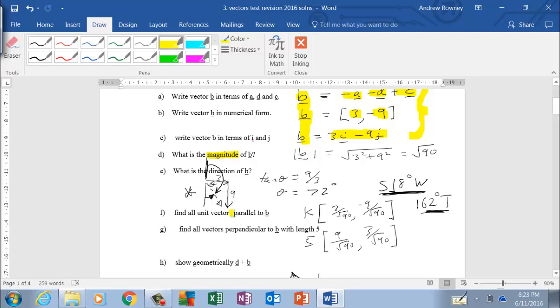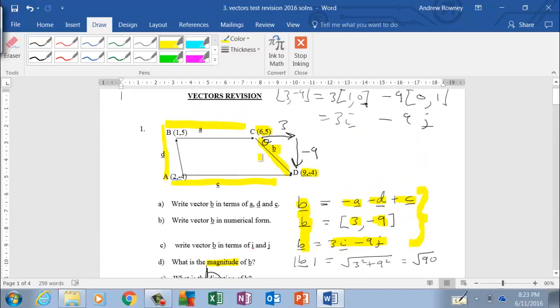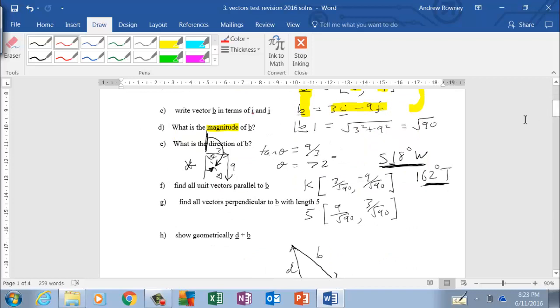F, find all unit vectors parallel to B. Parallel to B would be something which is with B or against B. They're both parallel, but it has to be length 1 because it says unit vectors. So actually this is wrong. It shouldn't be a multiple, it should be plus or minus this unit vector. To get the unit vector, you get the vector 3 comma minus 9, you just divide by the length. Dividing by the length will actually make it a unit 1 length. And plus or minus means it goes with or against the direction of B.